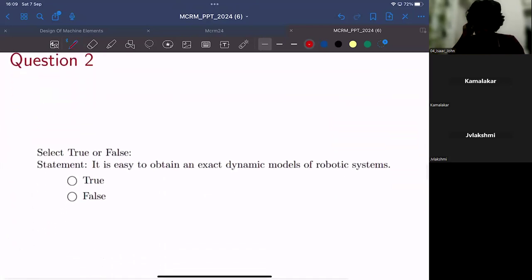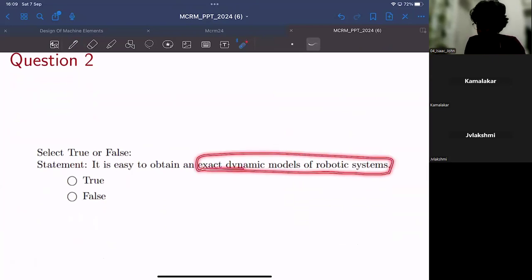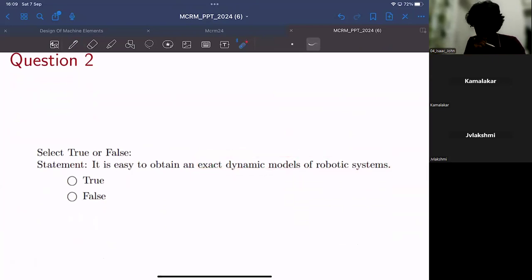Moving on to question 2. It's easy to obtain an exact dynamic model for robotic systems. The keyword is an exact dynamic model. Is it always possible? No, it's not really possible, right? Dynamic models are possible, but with some approximation, but not always an exact model. We cannot always have an exact model, right? Because there is always a lot of dynamics that cannot even be modeled, due to hysteresis, due to material nonlinearities.